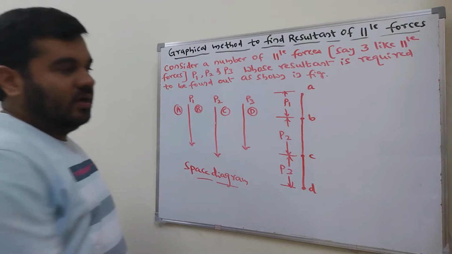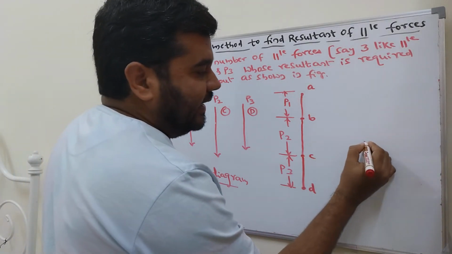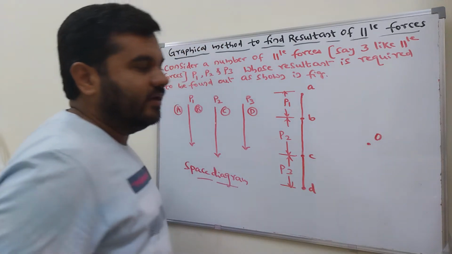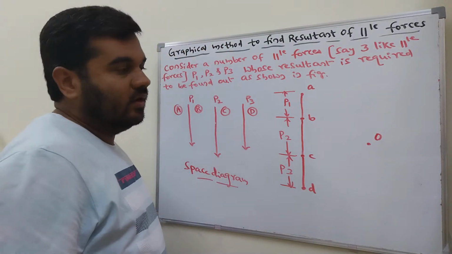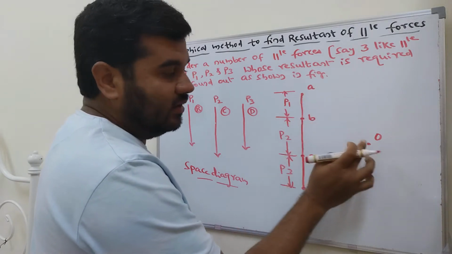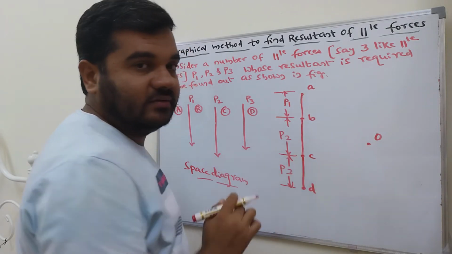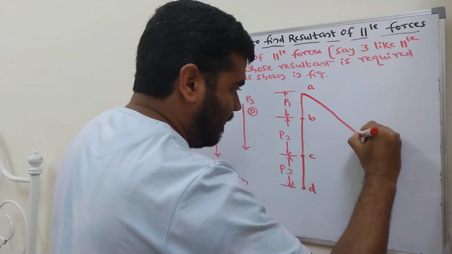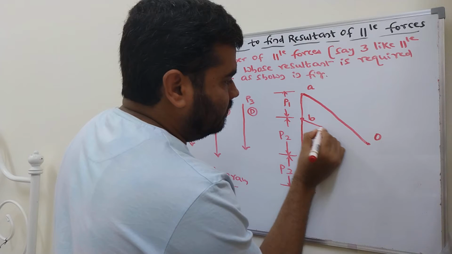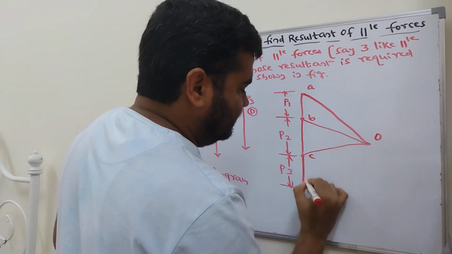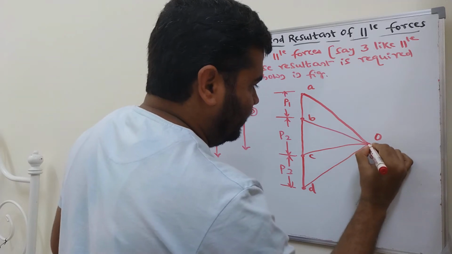Okay. Now select any point O here, anywhere. Select a convenient point O, join OA, OB, OC and OD. Okay, I am joining here OA, OB, OC and OD.